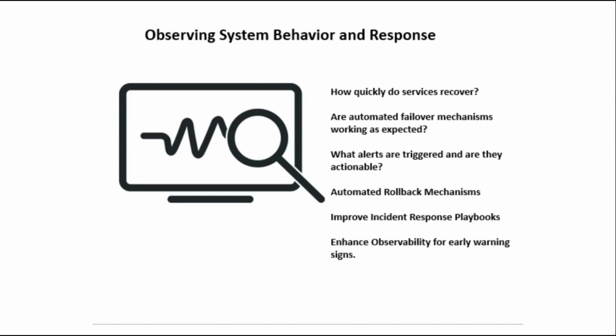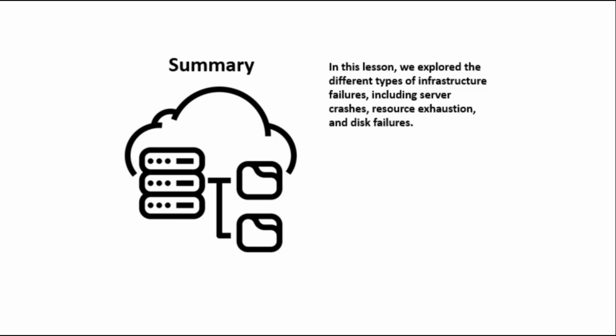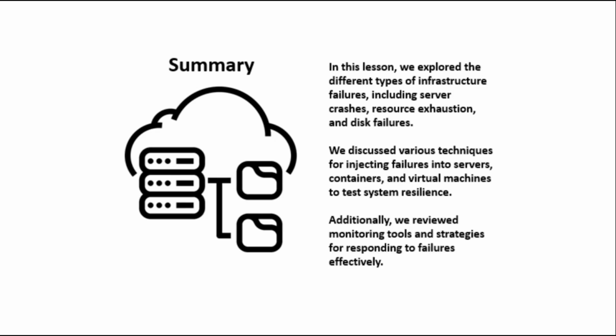For recap, in this lesson, we explored the different types of infrastructure failures, including server crashes, resource exhaustion, and disk failures. We discussed various techniques for injecting failures into servers, containers, and virtual machines to test system resilience. Additionally, we reviewed monitoring tools and strategies for responding to failures effectively.